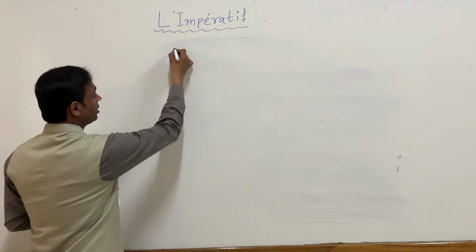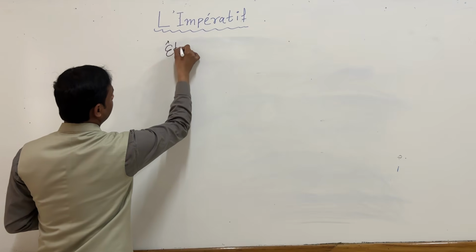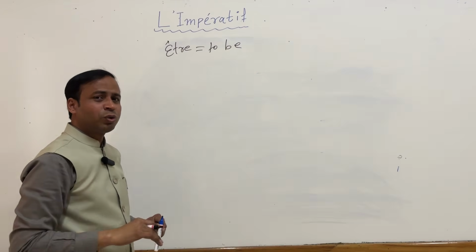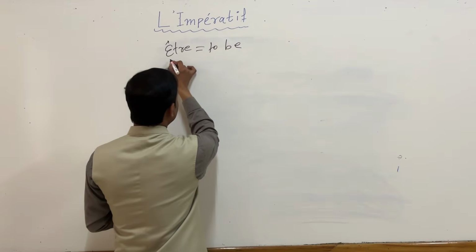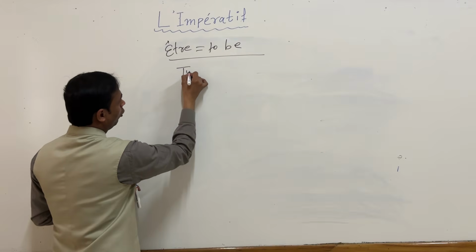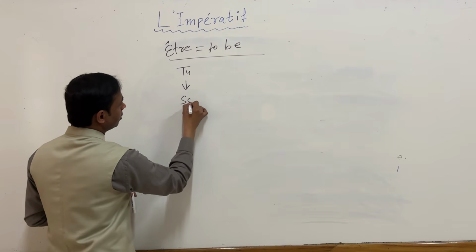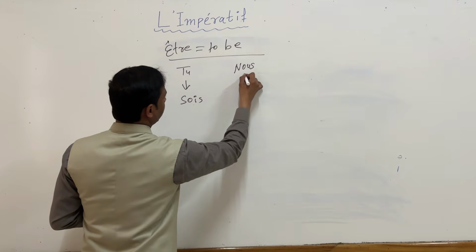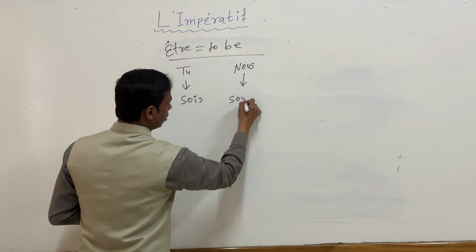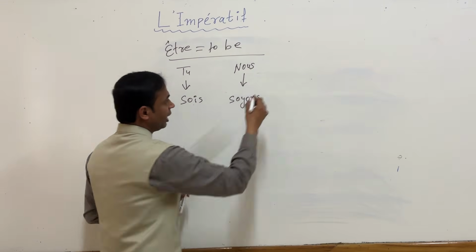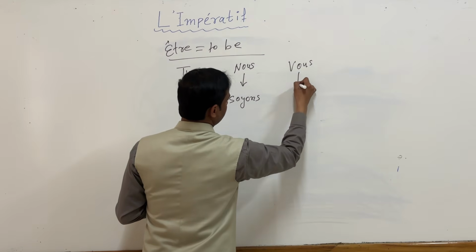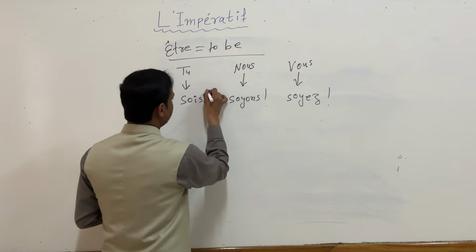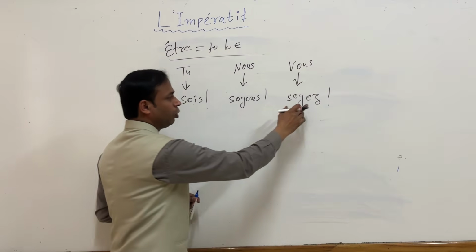So the first is être. Être means to be. How do you conjugate être? With the tu form, être becomes sois. And with the nous form, être becomes soyons. And with the vous form, être becomes soyez. Exclamation mark, soyez. Be, let's be or be.